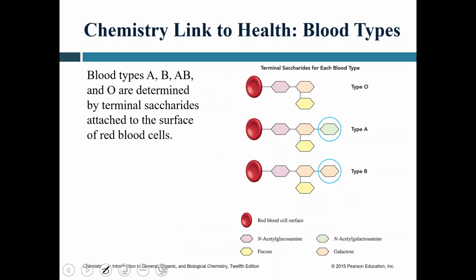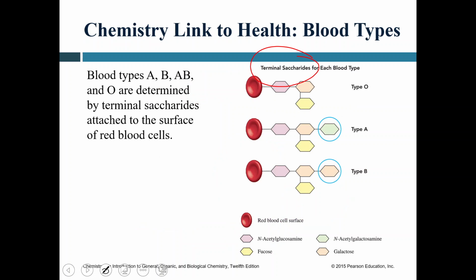Now, one of the important roles of carbohydrates in health is that they determine the blood types. It turns out that the presence or absence of certain terminal saccharides on the antigens, so-called agglutinogens, on the surface of red blood cells determines which blood type we have.